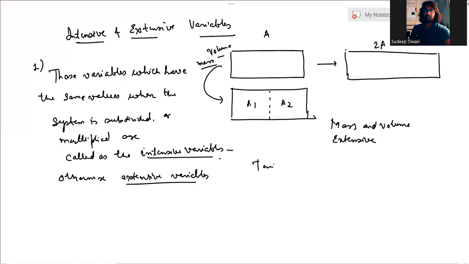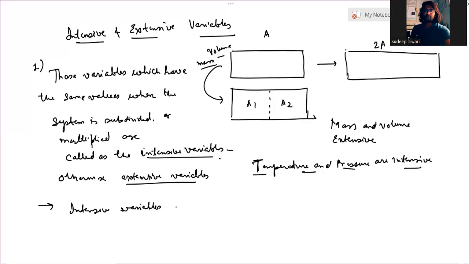While temperature remains the same, so temperature is an intensive variable. In fact, whatever pressure it is exerting on the wall also remains the same. So pressure and temperature are intensive. We are going to list a few more of them, and in due course of time, we are going to discuss whether these are intensive or extensive. You have to remember one thing, that one very beautiful characteristic of intensive variables is that they are independent of mass, while extensive variables depend on mass.